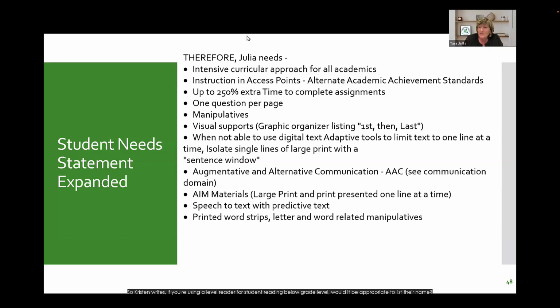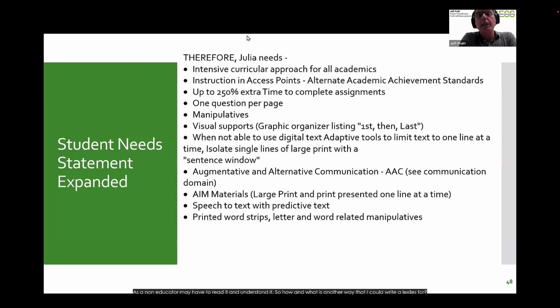So Kristen writes, if you're using a level reader for a student reading below grade level, would it be appropriate to list their name? And she gives examples since they are universally known, in order to show growth without mentioning a grade level equivalency. That is an awesome question. I would say no. We would never put a pronoun or store-bought item's name in the IEP, because Brevard County may not use that.